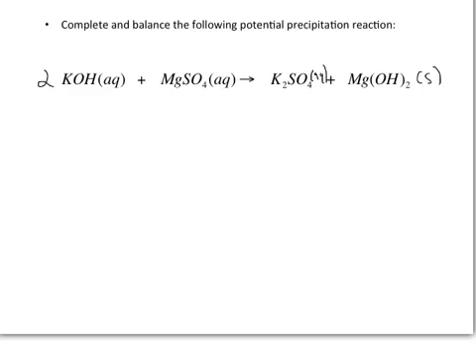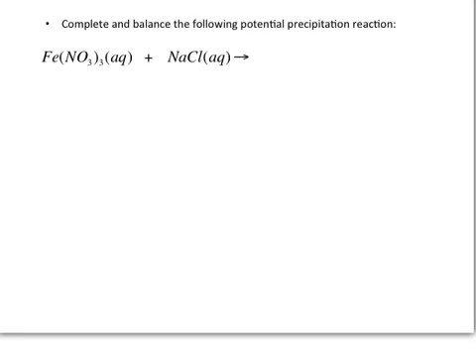Let's look at one more example. Now I have a compound of iron and nitrate and a compound of sodium and chloride. I've got to figure out what the ions are. Iron has multiple oxidation states because it's a transition metal, so I have to use the anion it's paired with to figure out its charge. We need to know that nitrates are -1. So if I have 3 nitrates, each one -1, that means the iron must be +3. So this is iron(III) nitrate.